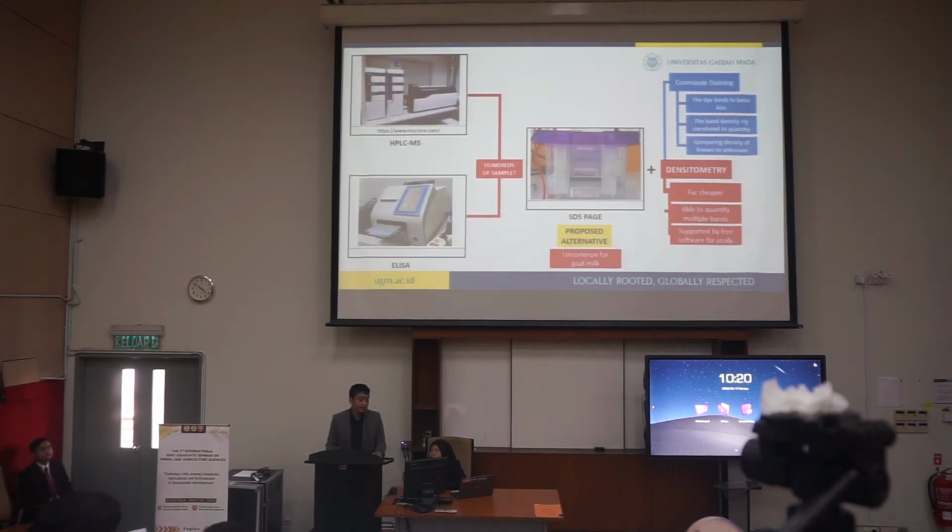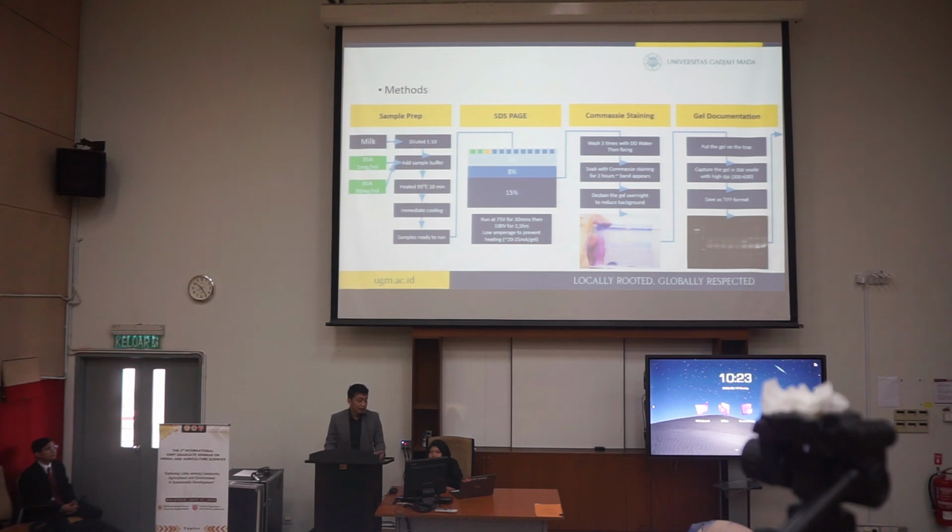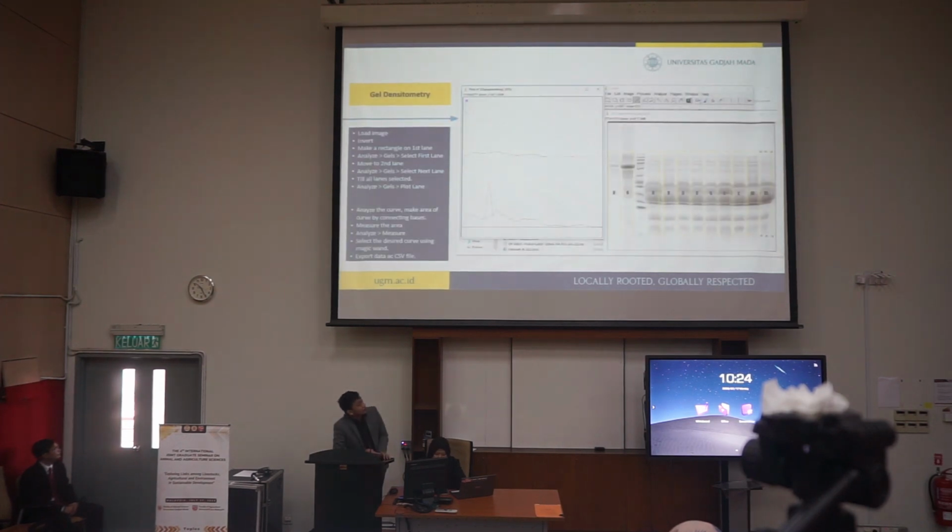Commonly we use HPLC, liquid chromatography with an MS detector. We also use ELISA. So this will be far cheaper, it's also able to quantify multiple bands, and there are many supported free software. So we propose this as an alternative, and we have the genotype, and for running the sample, we put it on the software.